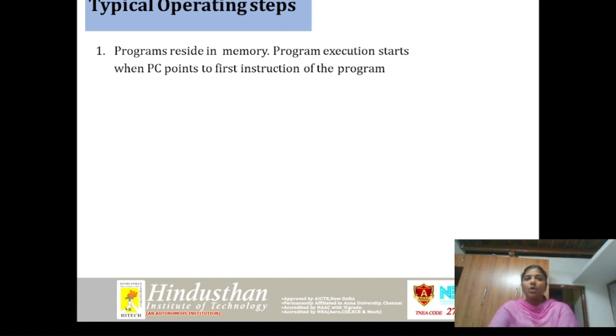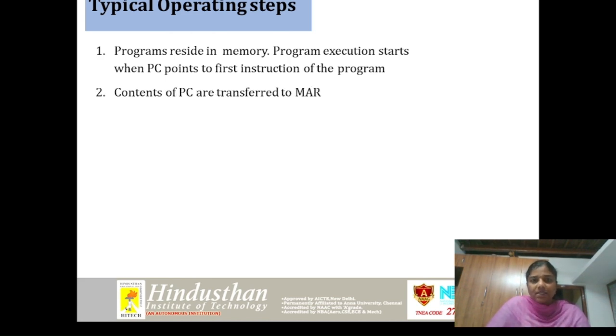Okay, we will see the operational steps, how it is accessed. The first step is that programs reside in memory. Whatever program we are feeding into the computer will be residing in the memory. Program execution starts when the PC points to the first instruction. What is the purpose of the program counter? It stores the next instruction to be executed. So at the beginning, the PC contains the first instruction to be executed, because at the beginning it will be 0. So the next instruction is the first instruction of the program. And the contents of PC are transferred to MAR.